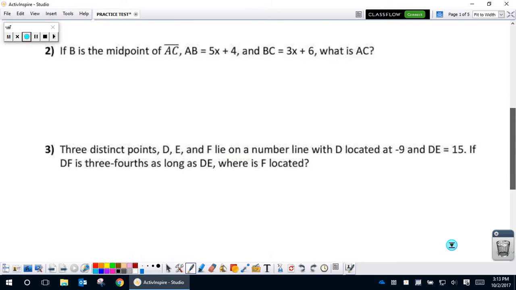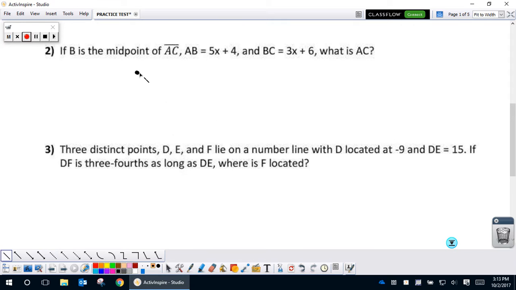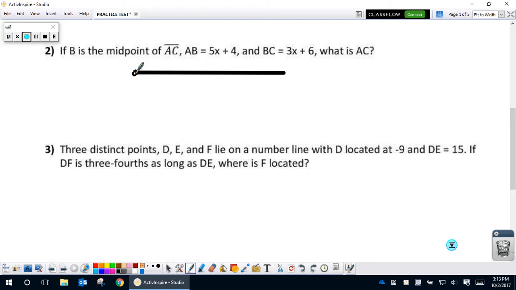Alright, number 2, if B is the midpoint of segment AC, so I'm going to draw segment AC. Does not have to be drawn to any scale, but we should do our best. So here segment AC has 2 endpoints, and B is the midpoint, and then I'm just going to label what I know. 5x plus 4 equals 3x plus 6. And the question wants to know what is AC.